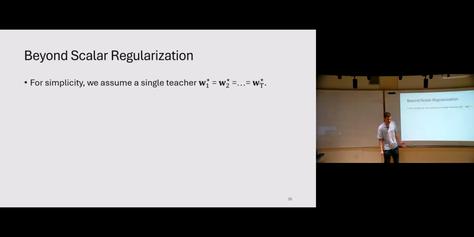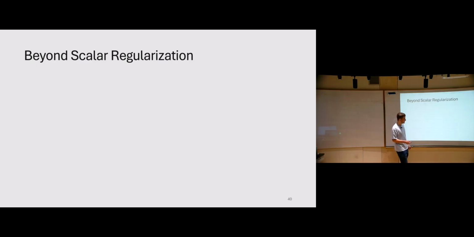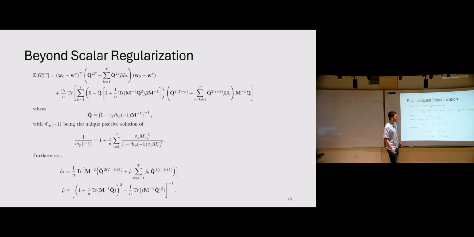Just for simplicity, we assume here that we're in the single teacher case. Our analysis can be extended to the case of arbitrary linear teachers, but to simplify a bit more, we assume a single teacher. Then this is the expected generalization loss in the case of the generalized diagonal regularization matrix. Actually, it's not very informative. I'm not trying to give you intuition about this expression, but I wanted to show you why it is impossible to get the optimal regularization matrix in the general case.